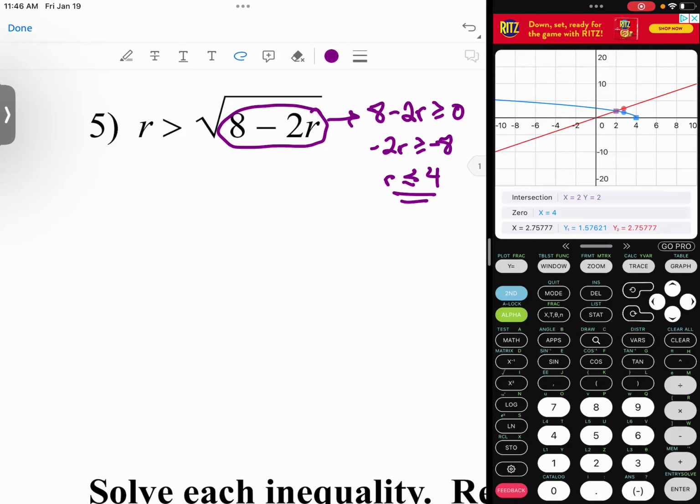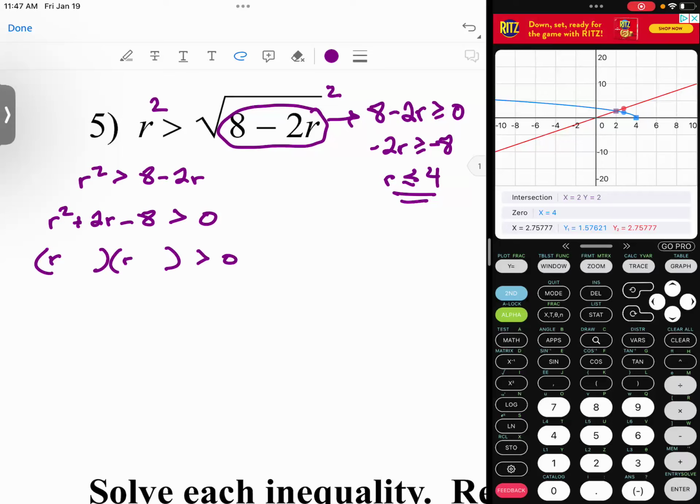So let us work through this. I'm going to square both sides. R squared greater than 8 minus 2R. It's a quadratic, so I'm going to move everything to one side. It's greater than or equal to 0. And then I'm going to factor this thing. Positive 4 and negative 2. So I actually get two solutions here, negative 4 and 2.